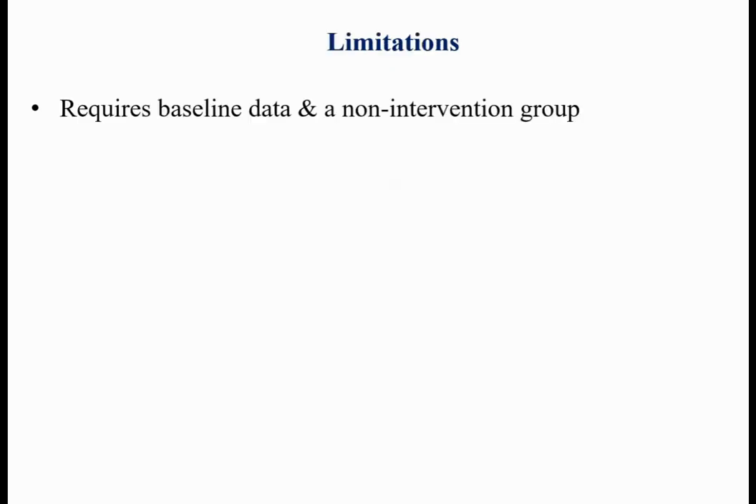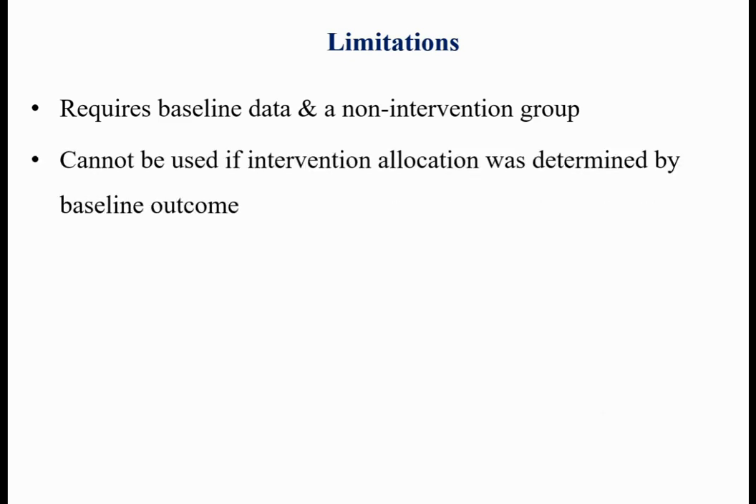And then also, of course, it has some limitations. That is, if you don't have any intervention group, you cannot use a DID. So you cannot use a DID for only one particular group. Whenever you think of DID, you are looking at a target group and a control group. So these two must be obtained. And then it cannot be used if intervention allocation was determined by baseline outcome.